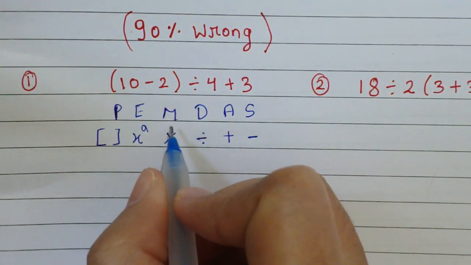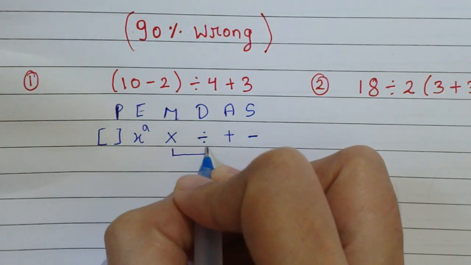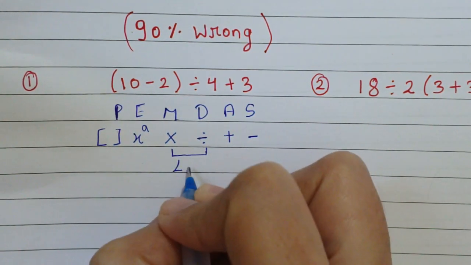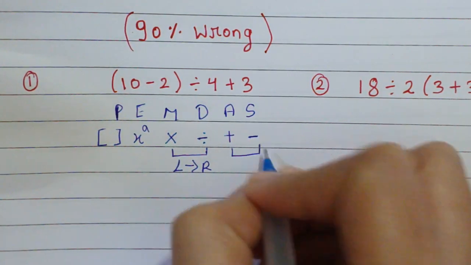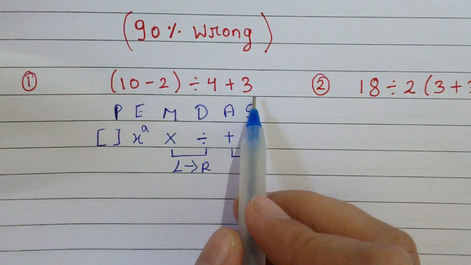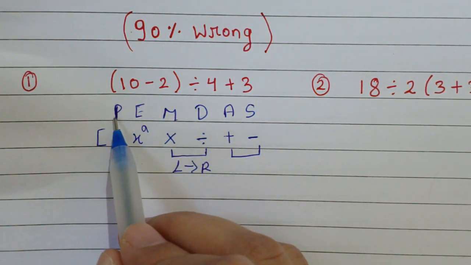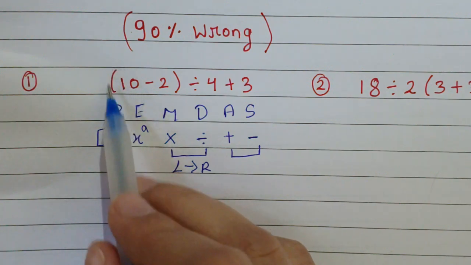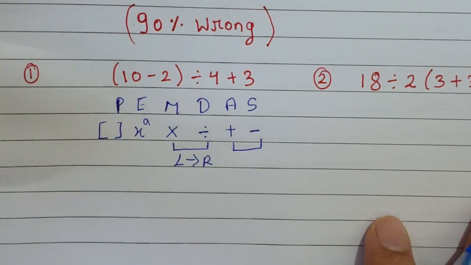And here you have to remember this multiplication and division both have equal priorities. Therefore, we go from left to right. Same for addition and subtraction. So you can see this expression here. We know that according to PEMDAS rule, P has higher priority. Therefore, we solve first this parenthesis part, then division, then addition.